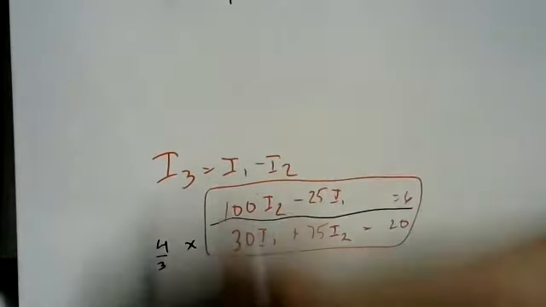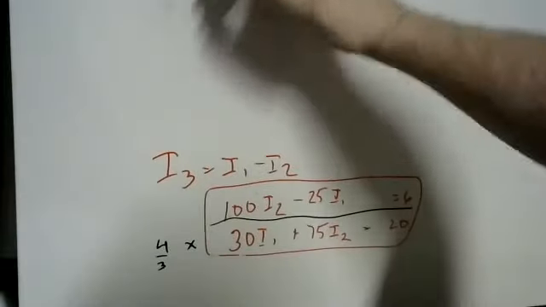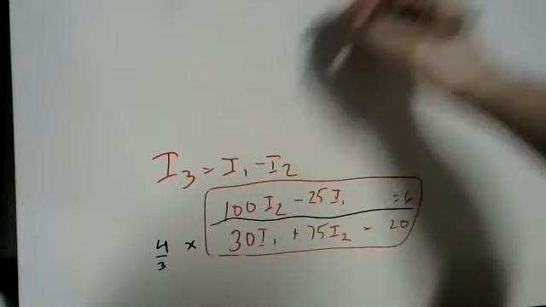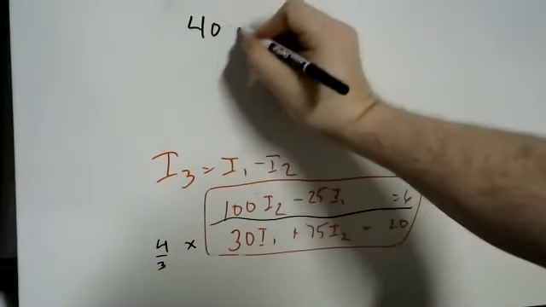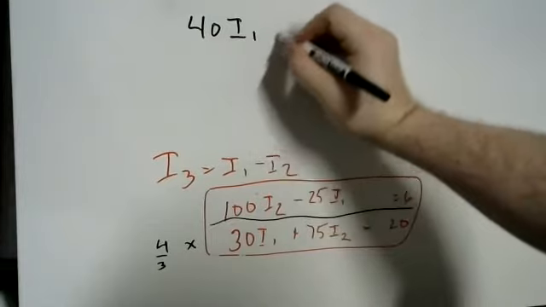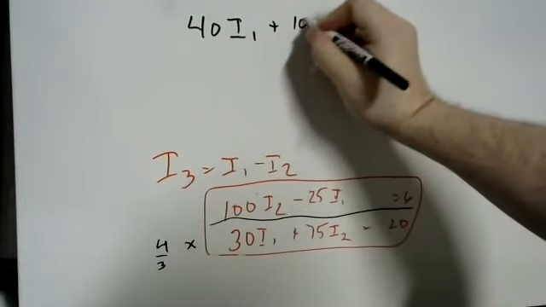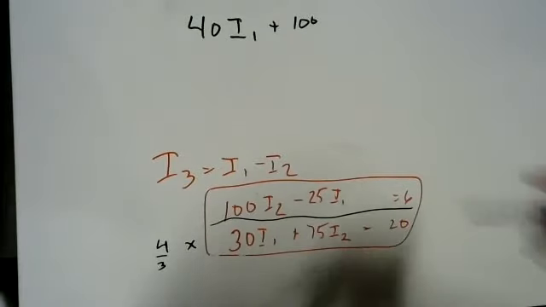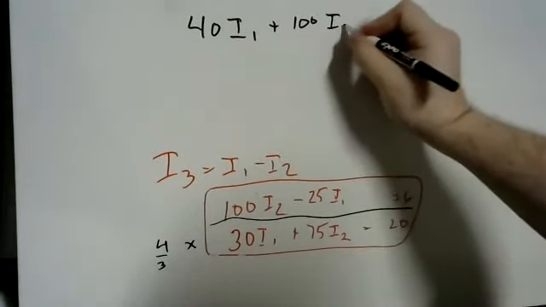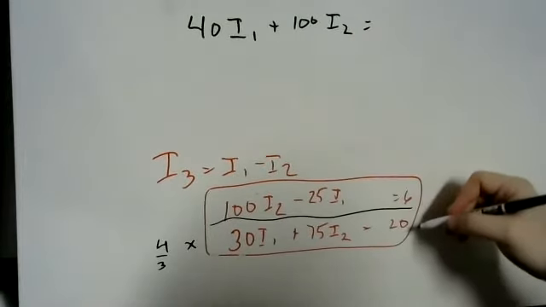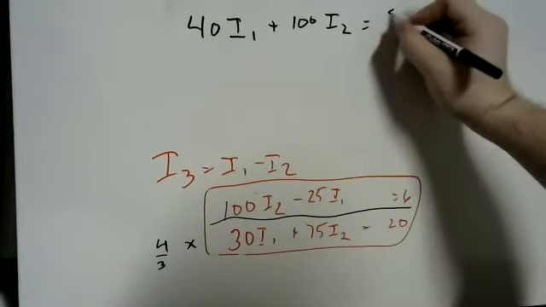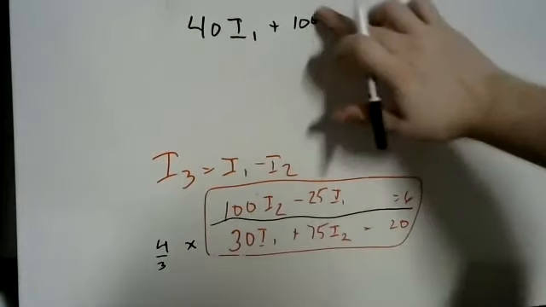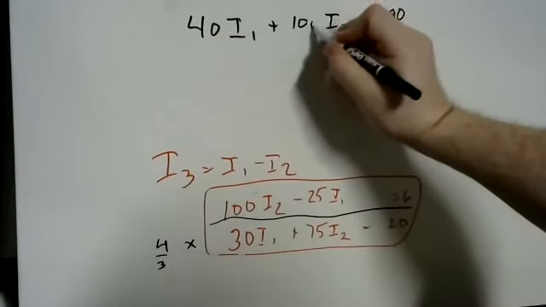Again, I'm too high. Let me draw a line right here. There we go. So 40 I1 plus 100, right? 75 times 4 is 300, divided by 3 is 100. I2 equals, and then 20 times 4 is 80 over 3. Kind of can't deal with that any other way.